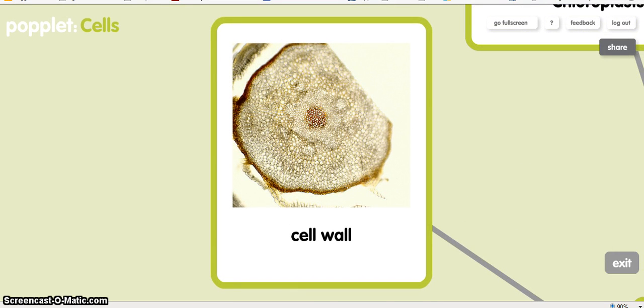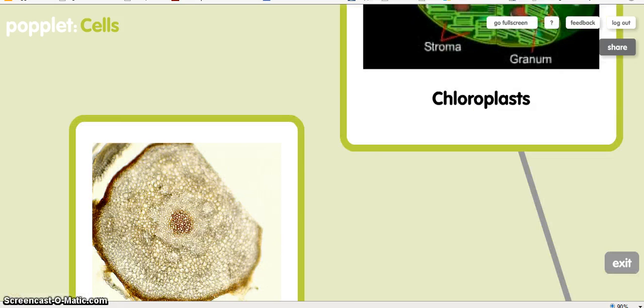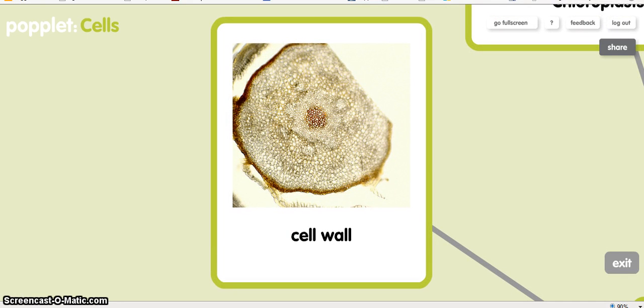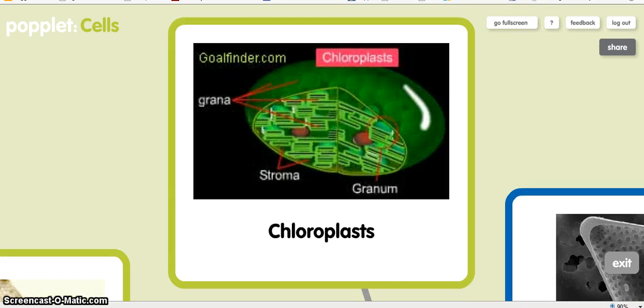Plant cells have several unique features. First, plant cells have a rigid cell wall. That gives skeletal support to the plant. Plant cells also have chloroplasts, which are responsible for photosynthesis, the process by which the plant cells use the sun's energy to convert carbon dioxide and water into sugars used as food for the plant. Chloroplasts give plants their green color.